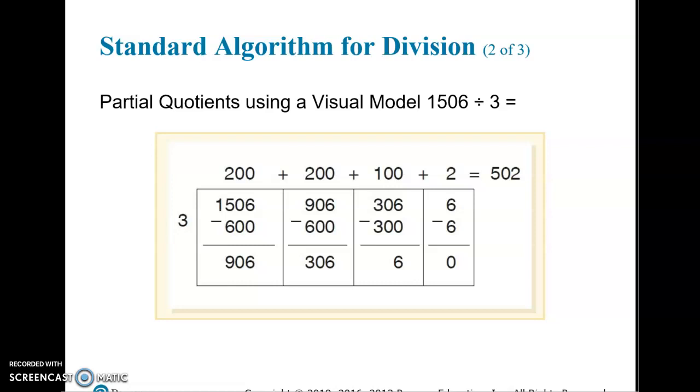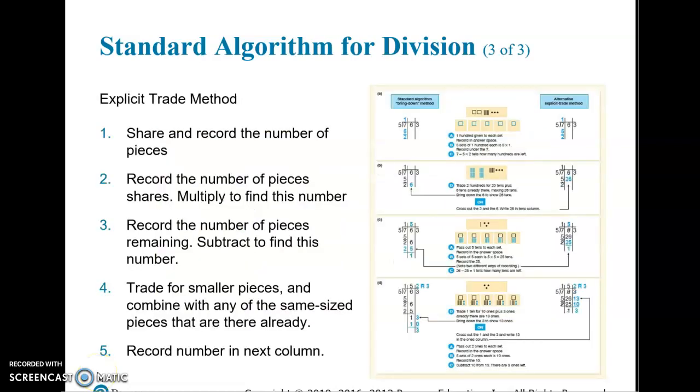So 200 times 3 is 600. Subtract, you get 906. I do it again. Subtract, you get 306. Do it again, but this time times 100. 306 minus 300 is 6. 6 minus 6 is 0. So 502.